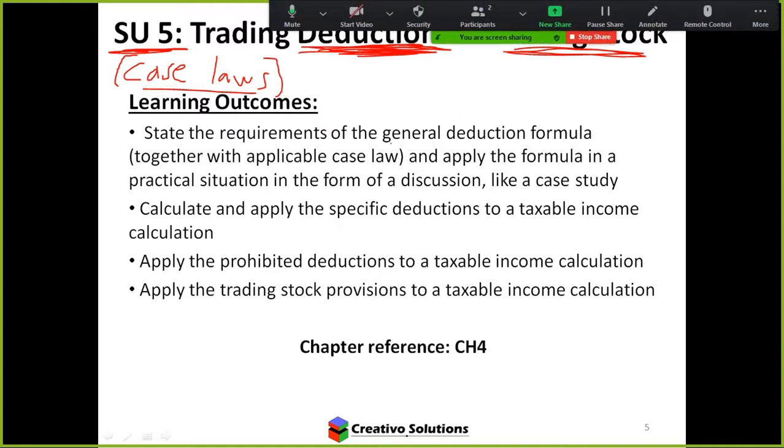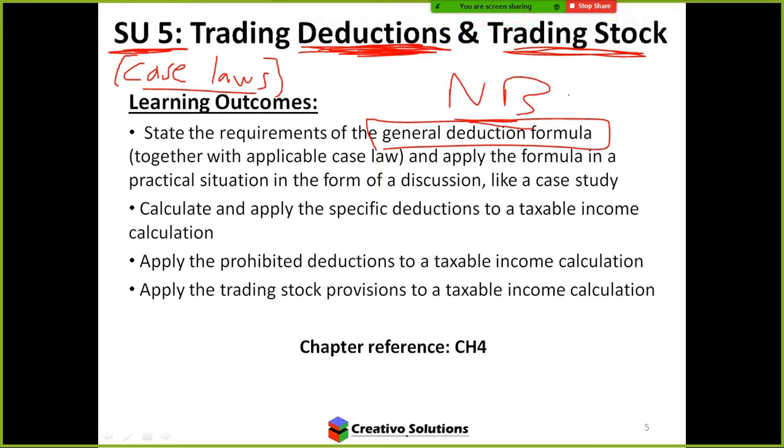The general deduction formula is very, very important, that they ask in almost every assessment. It's normally theory, and they take you through the general deduction. In the general deduction formula, you have certain criteria that need to be met. If you meet all the criteria, then SARS will allow you to deduct amounts that were paid or incurred for specific purposes.